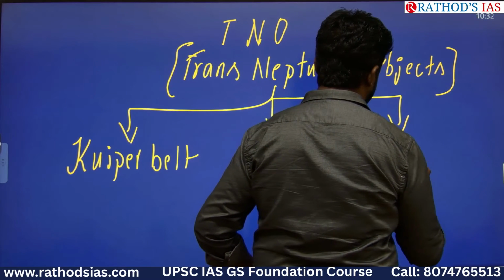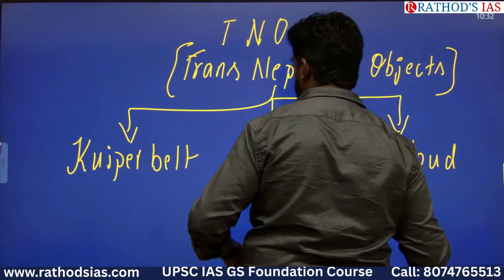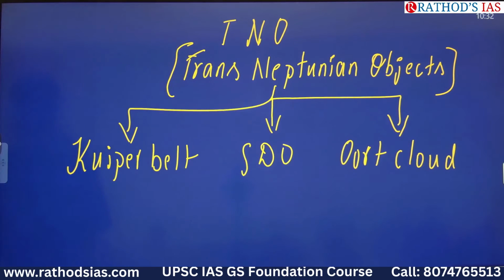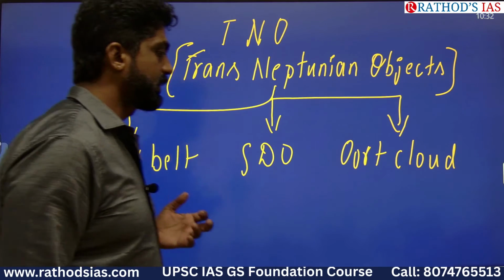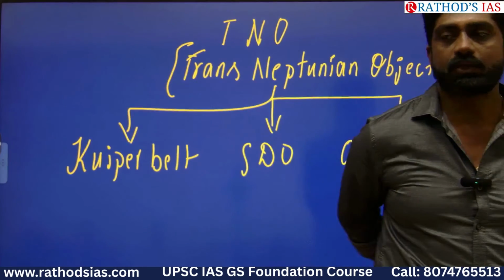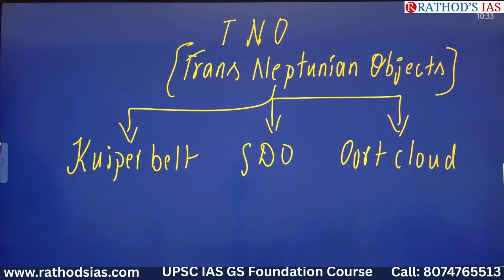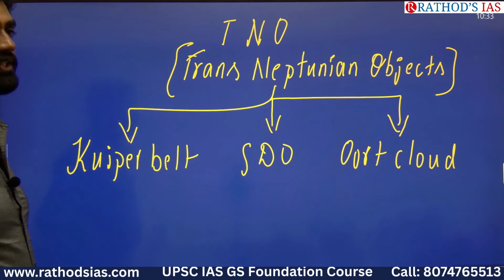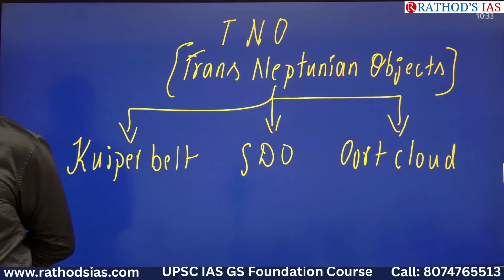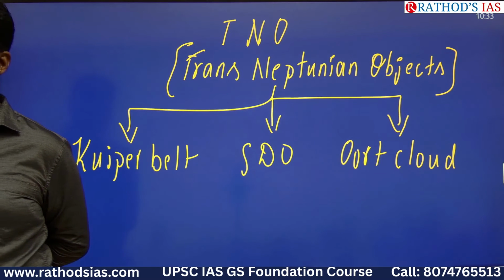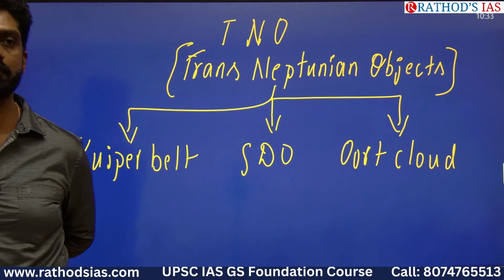That's what I told you guys. Whatever you studied in your school system is entirely different from what we study right now. You forget about what you studied in your schools. So trans means after, Neptune means Neptune, and objects after Neptune are called trans-Neptunian objects. And this includes 3 regions: Kuiper belt, SDO and Oort cloud. Named after John Oort actually.